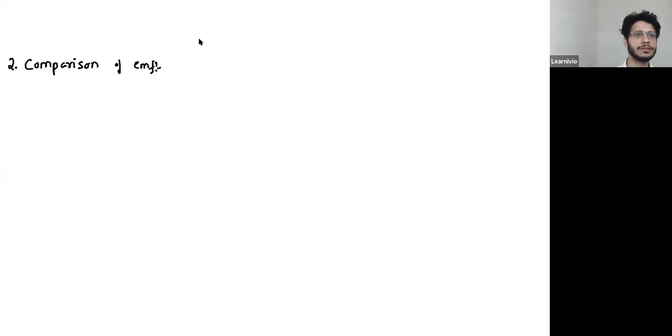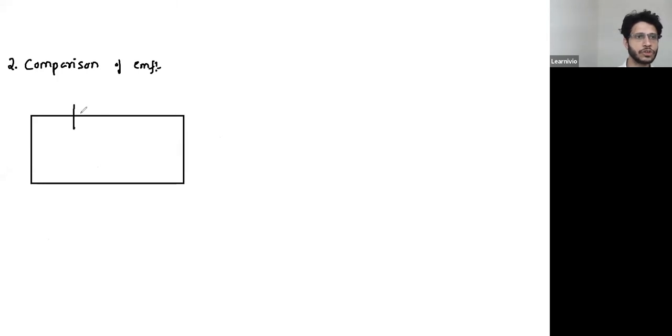So you have a cell. This is your potentiometer circuit. This is your driving cell. This is your external resistance capital R. This is your potentiometer wire E. The gradient of this potentiometer is K. K is the potential gradient of the potentiometer, which is given.